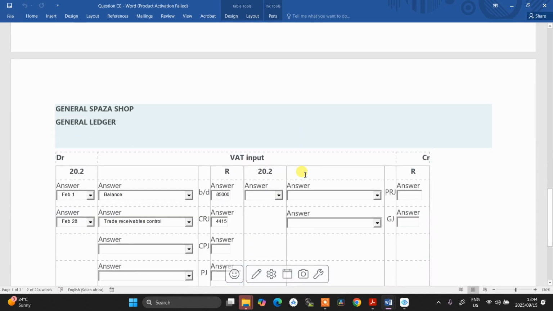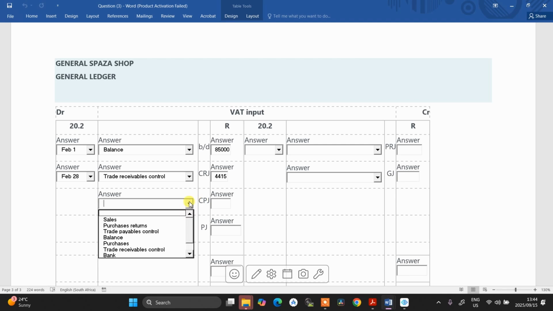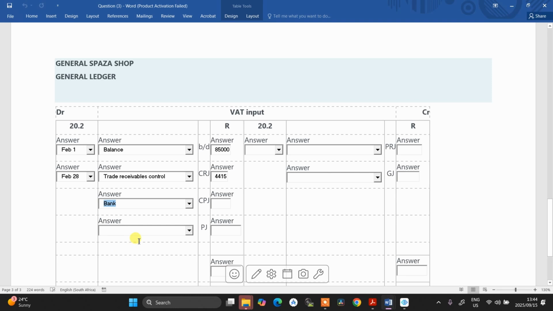Okay, so we are going to go back to our document here, and then in terms of your cash payments journal, what we are going to say is that this money comes from the bank. So we paid for these things using our bank. Okay, and the total amount in terms of your VAT amount is going to be 63495. Okay, so that is just that.